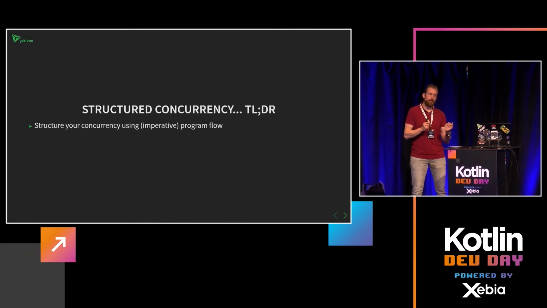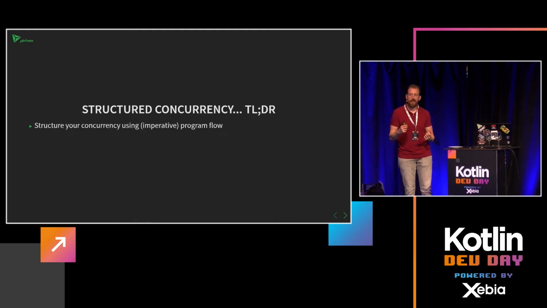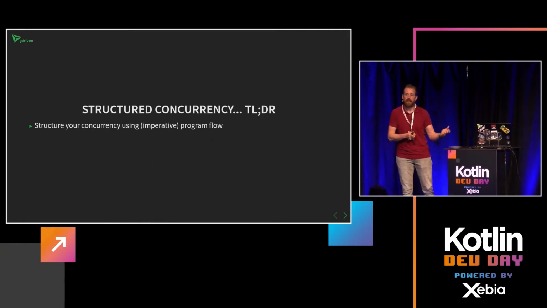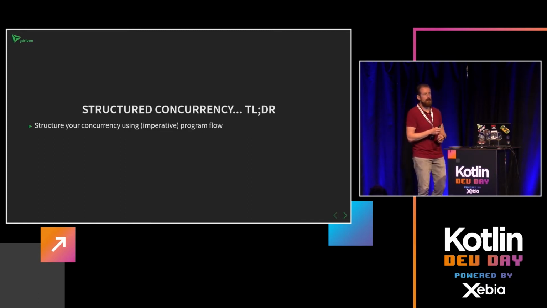What that means is that, as the term says, you can structure your concurrency using imperative program flow. So what's imperative program flow? Well, you've all probably been using it, like for loops, if statements, when in Kotlin, just one function calling another function and that function returning something. So really the traditional way of imperative programming.